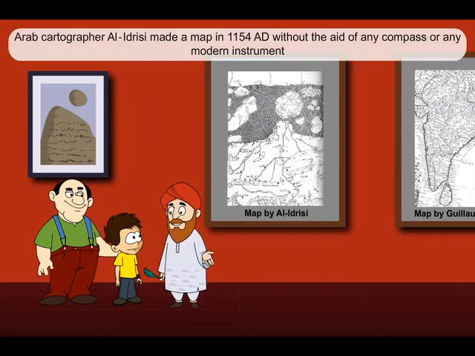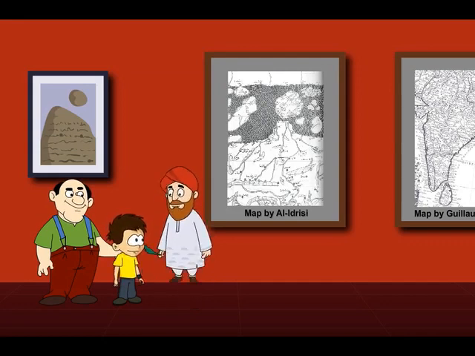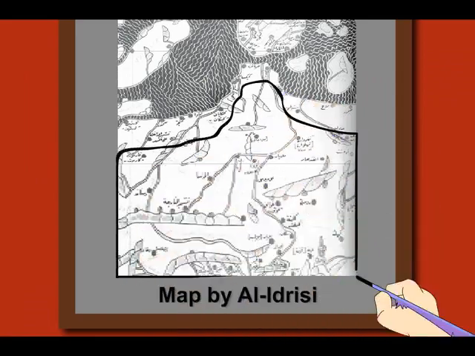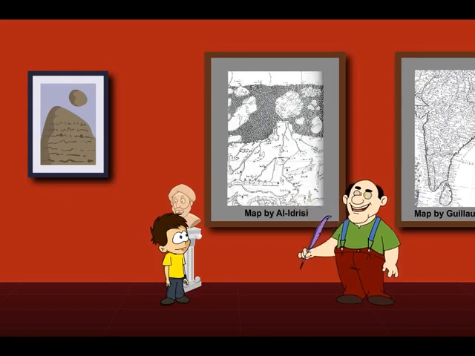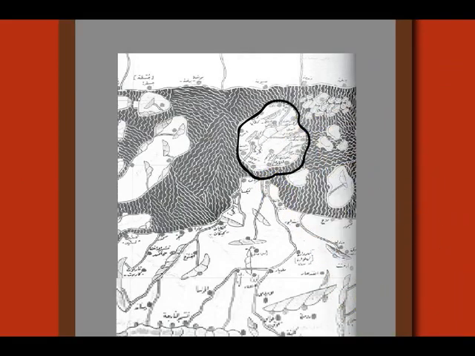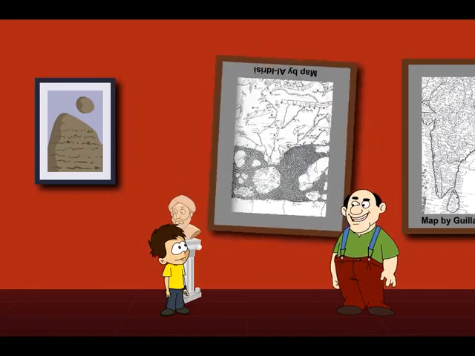Hello, I am Al-Idrisi. I made this map in 1154 AD. So, is this really a map? Yeah, and I made it without the aid of any compass or any modern instrument. But it does not look similar to the modern Indian map. Let me explain. It looks unfamiliar since South India is located where we expect to find North India. Also, you see that Sri Lanka is the island at the top. It will give you a clearer view if we turn the map upside down.